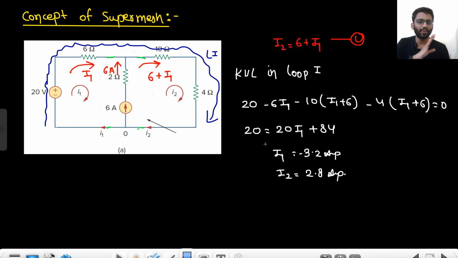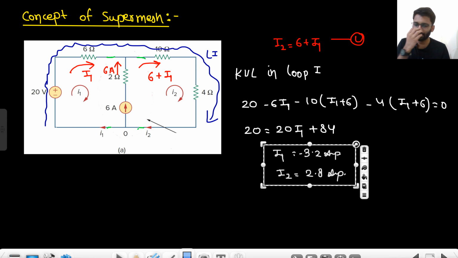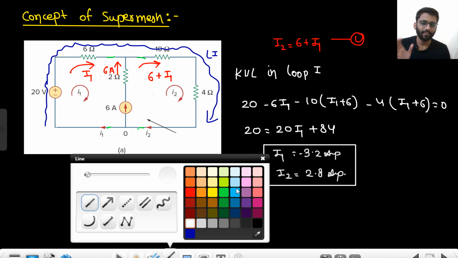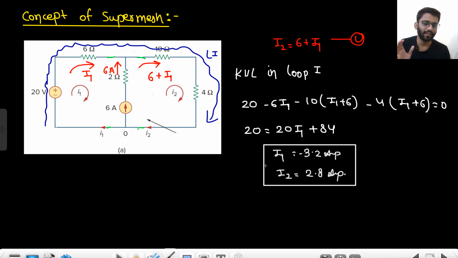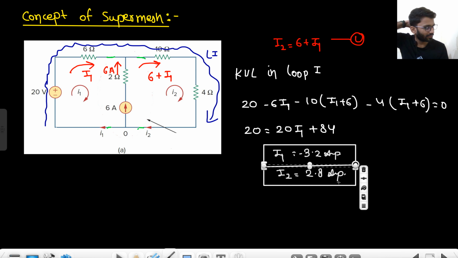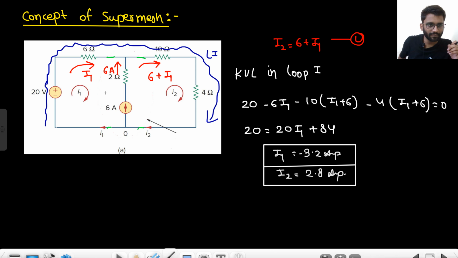So basically supernode is not a different concept. It is just a nodal analysis. Super mesh is not a different concept, it is just a mesh analysis, just like supernode was just a nodal analysis. Here you can see we just ignore the current in this branch because we know the current in the outer branch, so we just write down only one equation. I1 current and 6 ampere, so I1 plus 6.